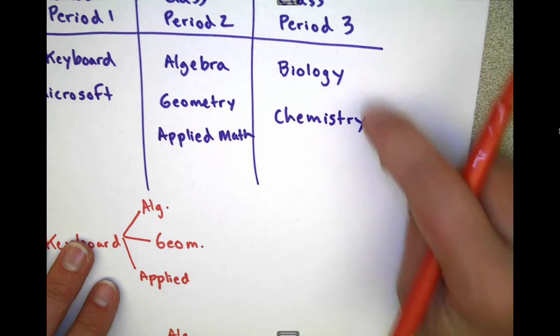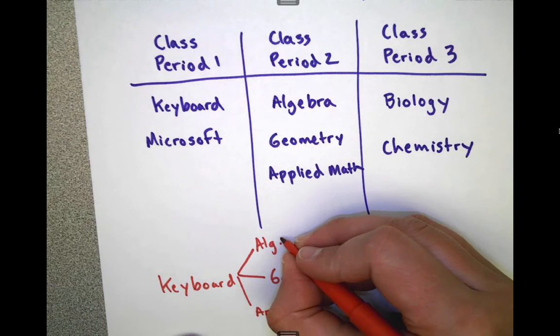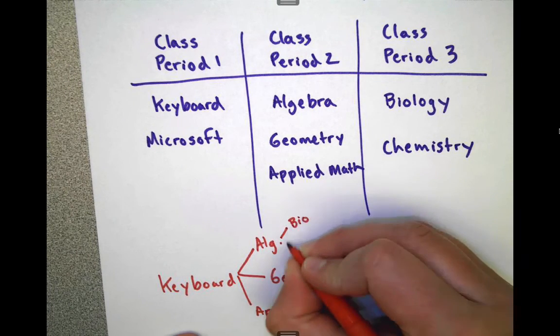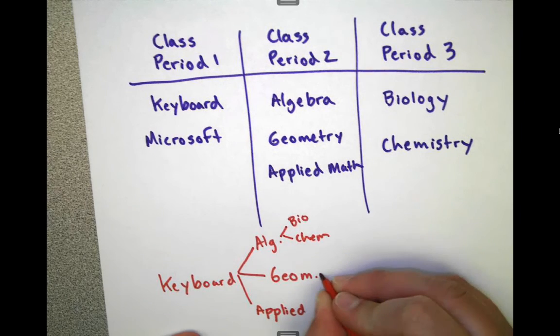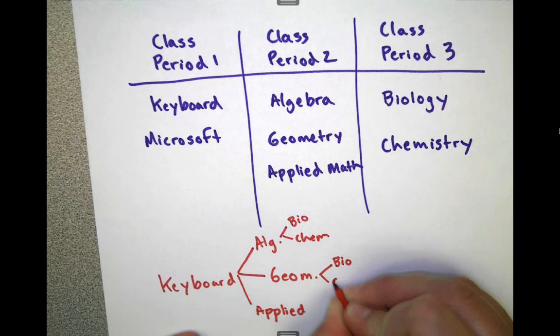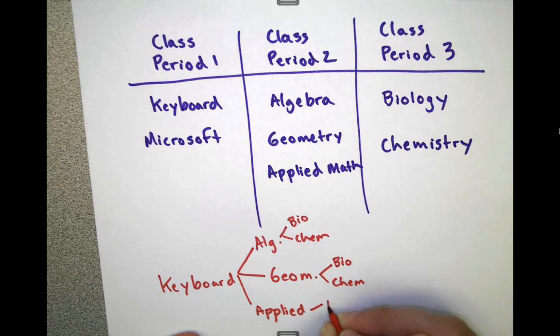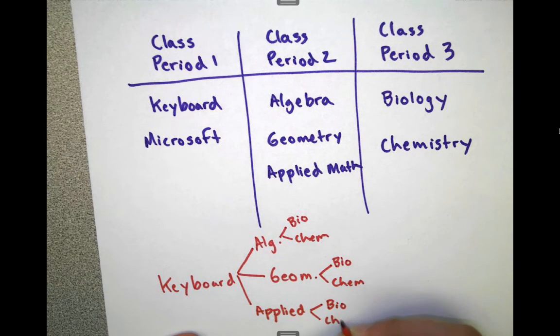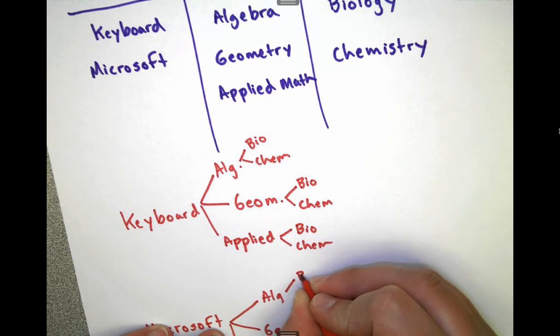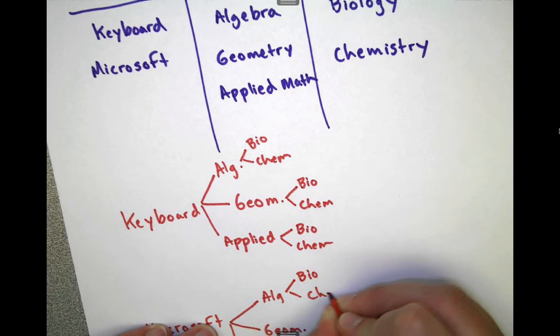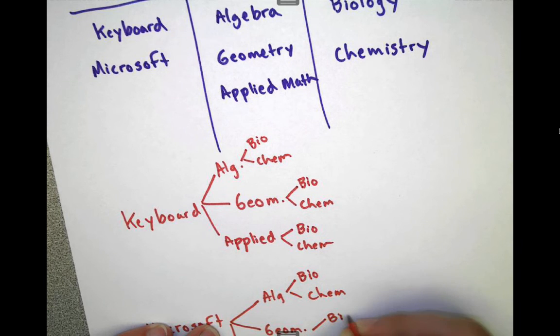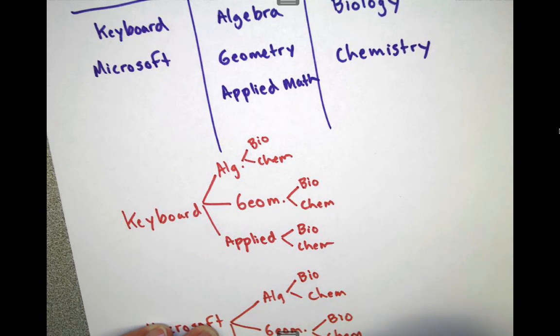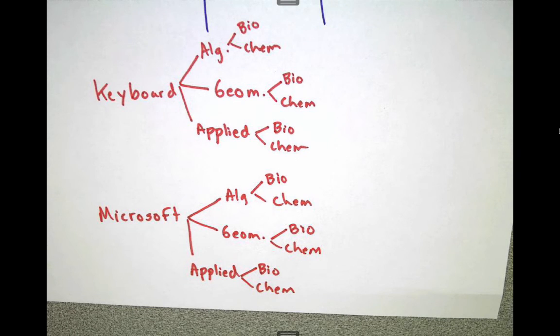And then from there you have to pick science class. You're either doing biology or chemistry. Those are your choices. So you're either taking algebra with biology, I'll say bio, or chem. Bio or chem. Biology or chemistry. And here is your final tree diagram. So you should have something that looks pretty similar to this.